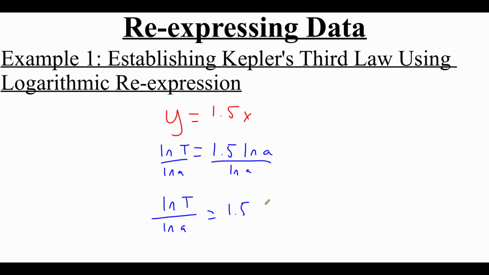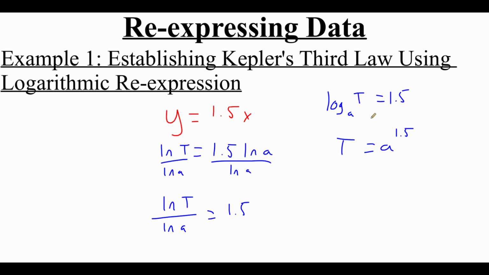Now I can use one of my change of base formulas to rewrite the left-hand side, but we're going to be using that change of base formula in reverse. So we can really think about that as log base A of T equals 1.5. Now I'm going to switch it into exponential form. So this would say T equals A to the 1.5 power.